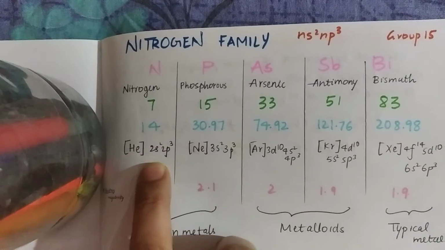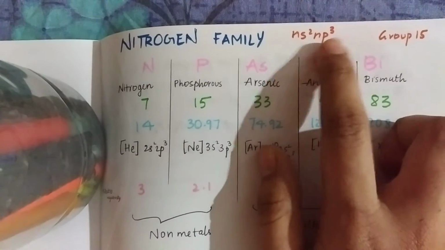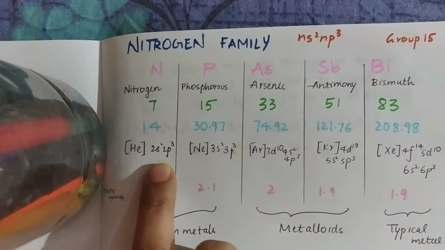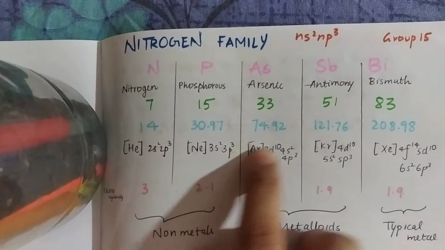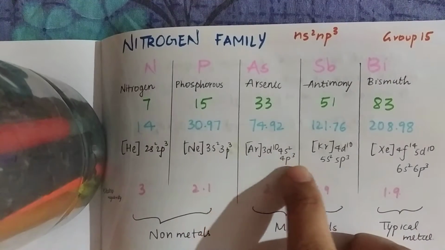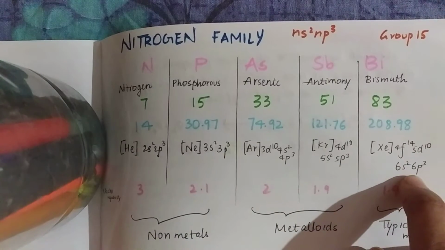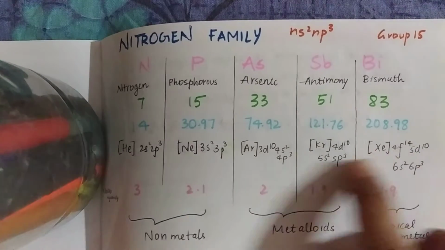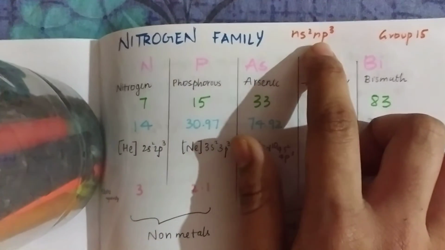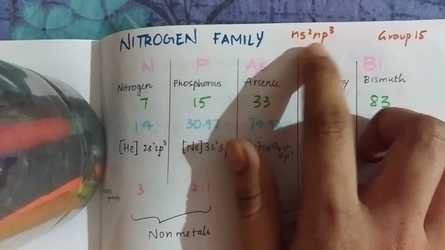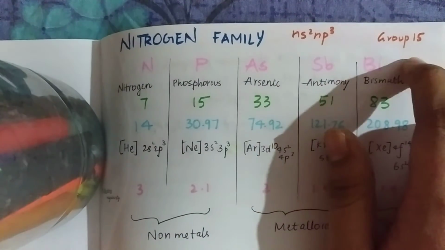And we have the configuration now as I discussed, ns2 np3. So nitrogen we have 2s2 2p3, phosphorus we have 3s2 3p3, arsenic 3d10, okay, 3d10, 4s2 4p3, and 5s2 5p3, 6s2 and 6p3. So that is the general electronic configuration of nitrogen family, ns2 np3, group 15.